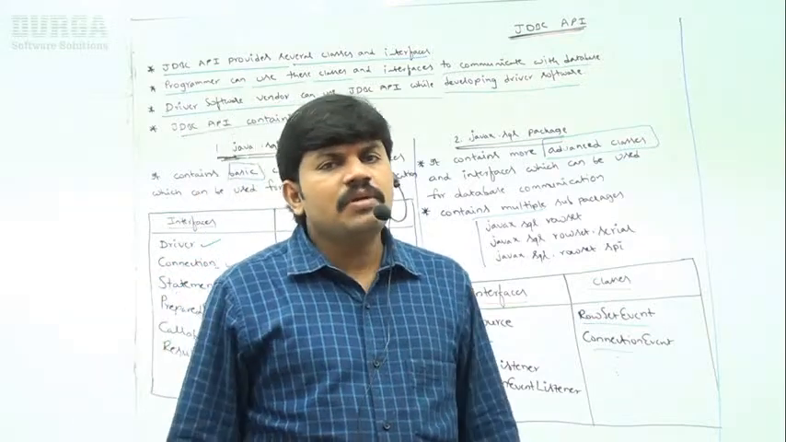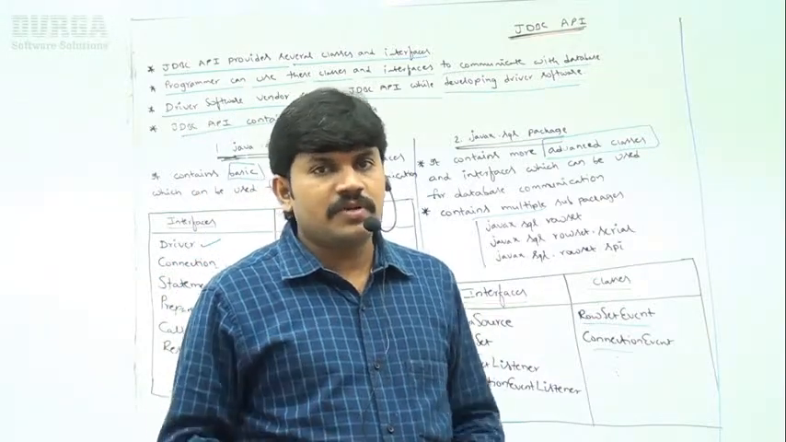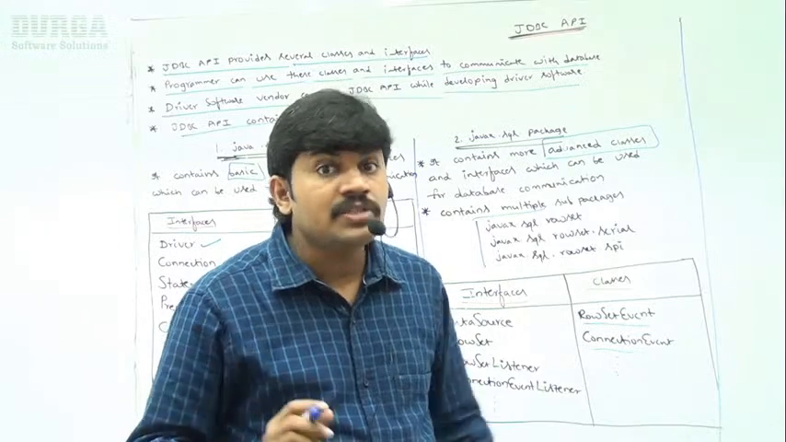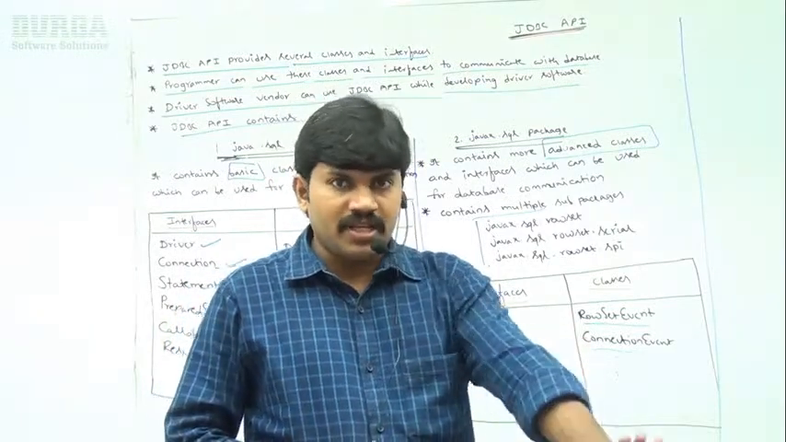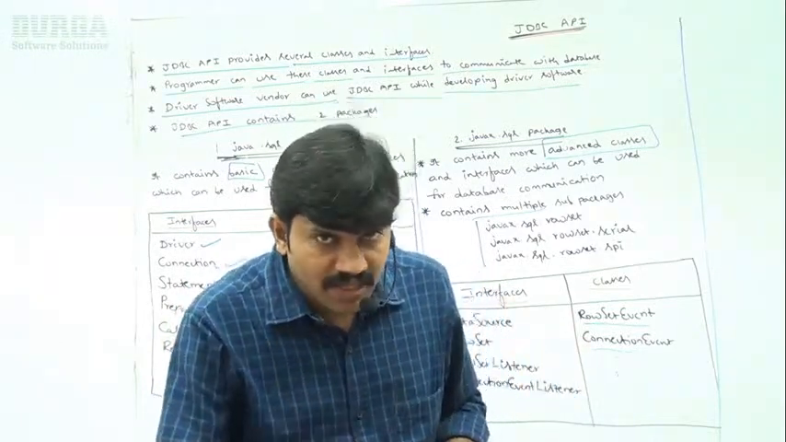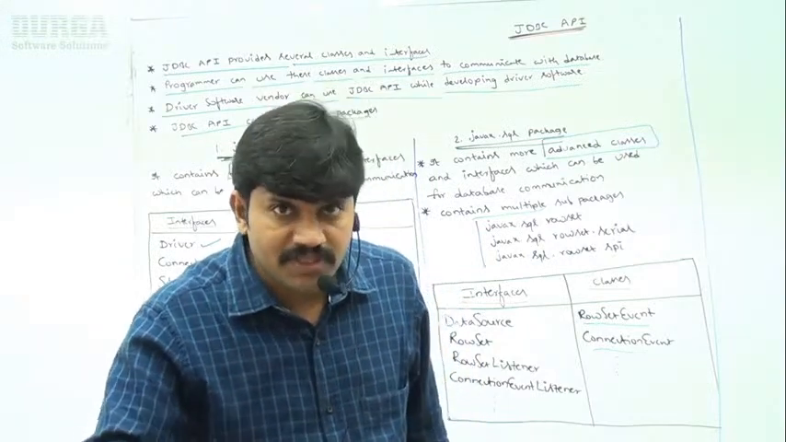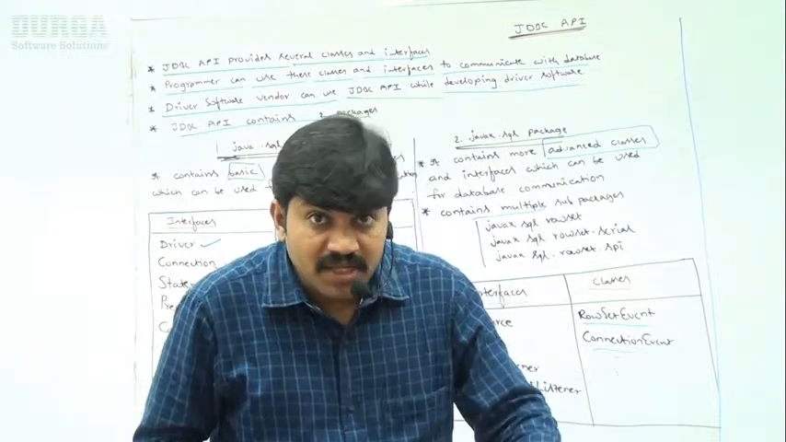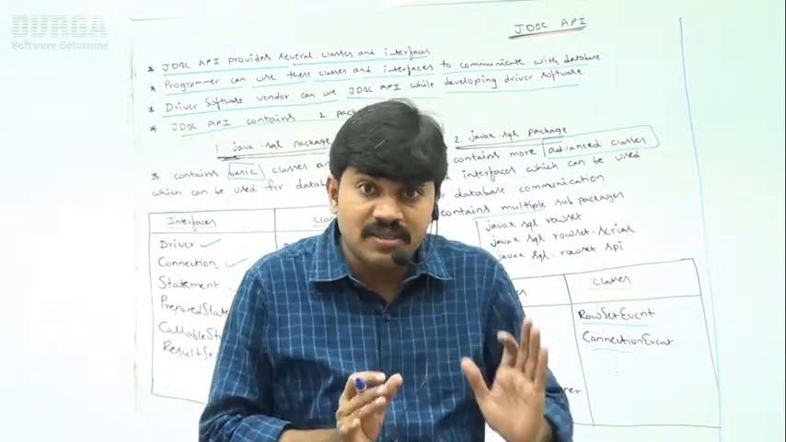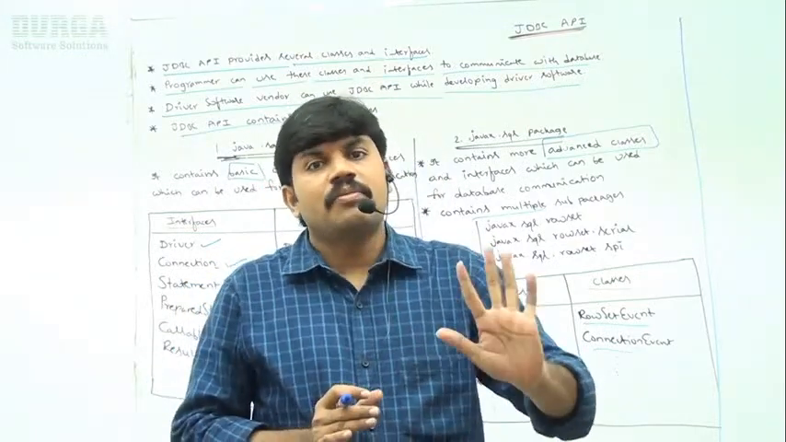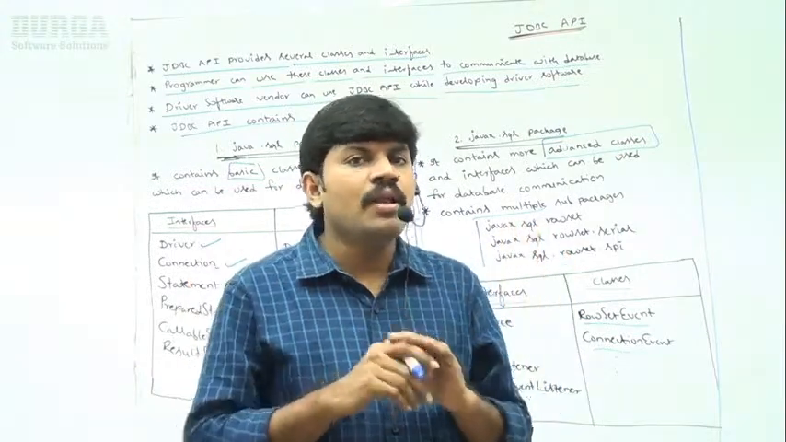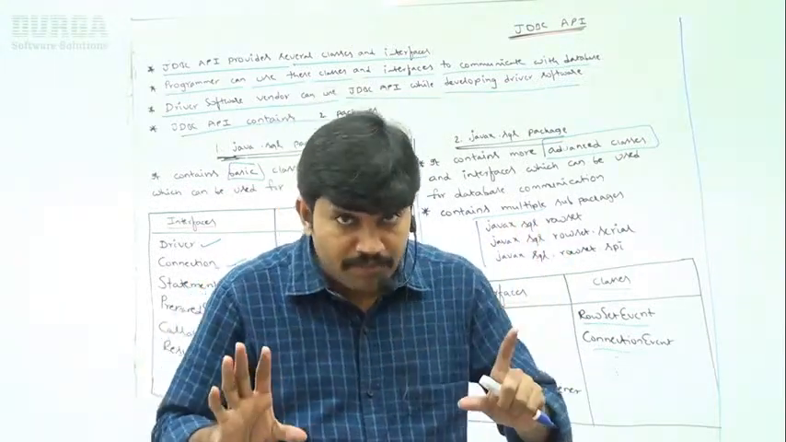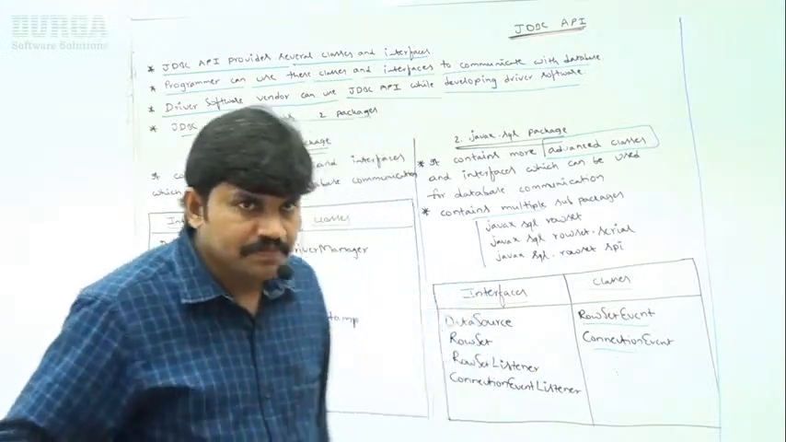If any person asks, can you please explain the JDBC API? Simple. The JDBC API contains 2 packages. What is the first one? The java.sql package and the javax.sql package. The java.sql package contains basic classes and interfaces for database communication. The javax.sql package contains more advanced classes and interfaces for database communication. That's all. At a very top level, you have to remember up to this. Clear for all of you, right?